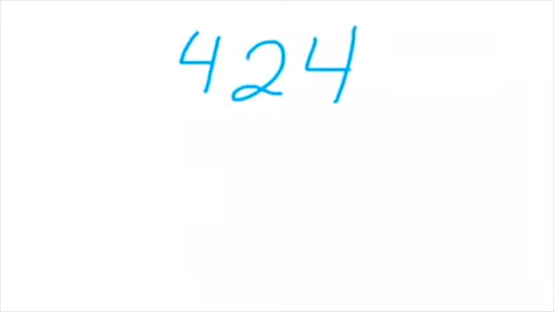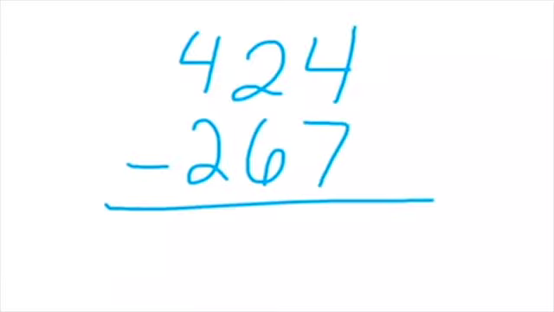Okay, that didn't seem so bad. I only had to regroup once, but this time I'm going to go with a little bit trickier problem. You'll see why. So we have 424 minus 267. And so far you might think, oh, that's not tricky, but you'll see.